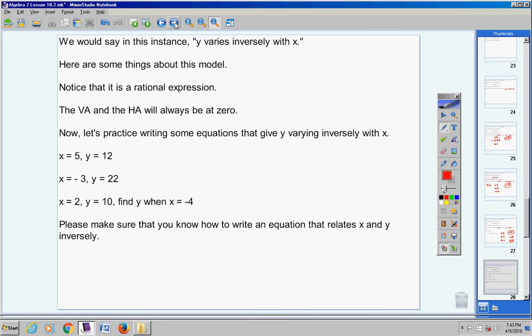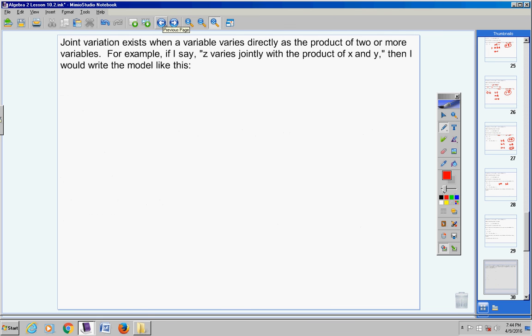Now, please make sure that you know how to write an equation that relates x and y inversely. We just did that. Please make sure you know how to do that. So far you should be able to write direct variation equations and inverse variation equations, okay? You should be able to do both of those. Direct variation, you think of this model right here. Inverse variation, you think of this model right here. Product of two or more variables.